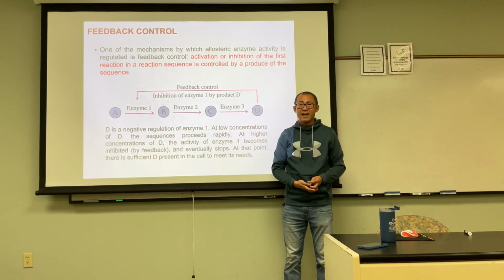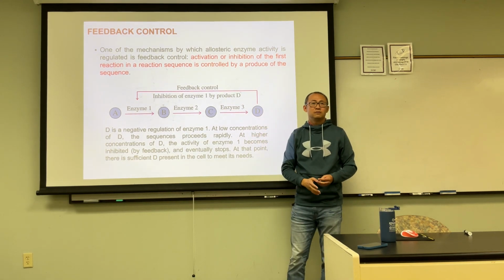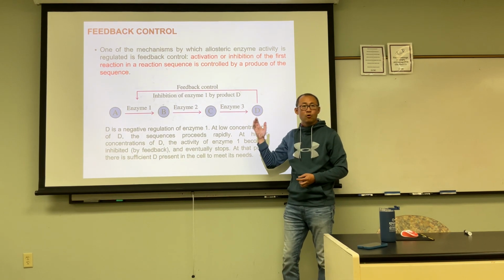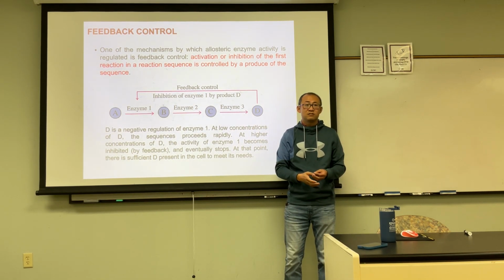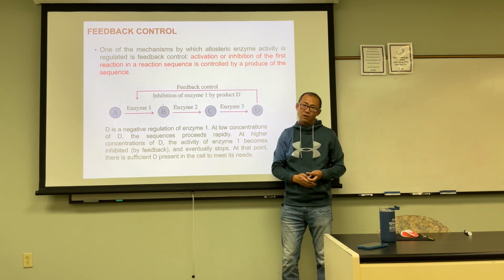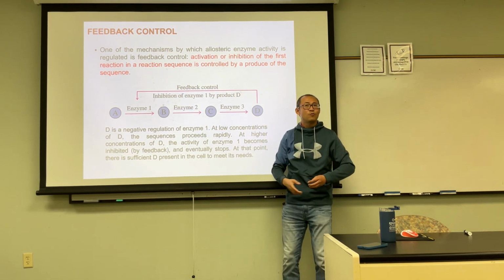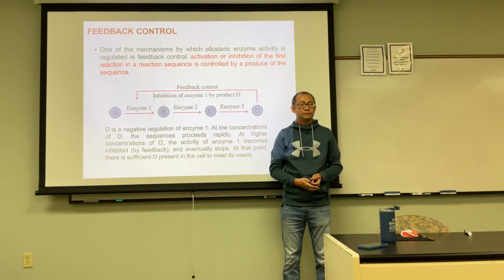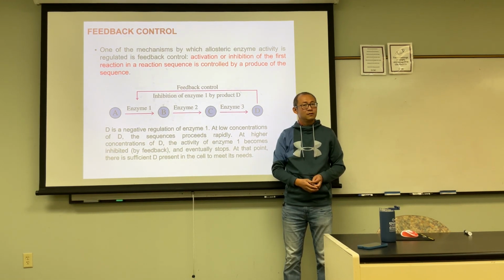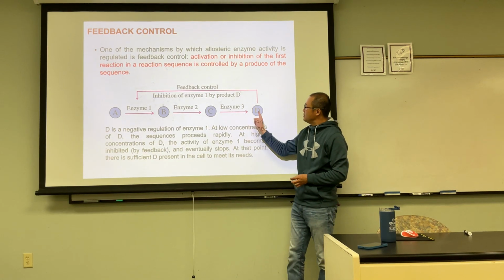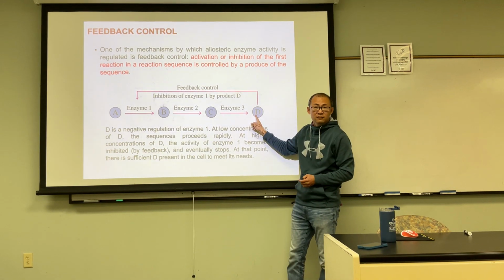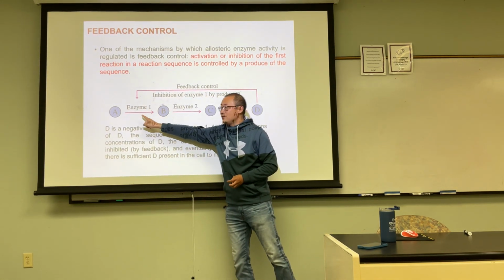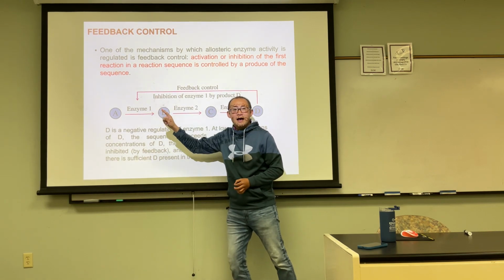How can we tell the enzymes, hey, I have a lot of product, you need to stop, don't make more D anymore because we have a good amount, we need to slow down or stop? Our body has a very classic way of doing that. It's called feedback regulation or feedback control. In this regulation, the final product will serve as an inhibitor for the first enzyme.